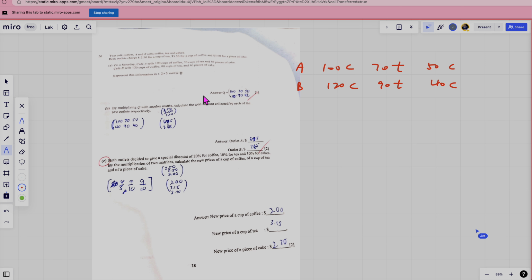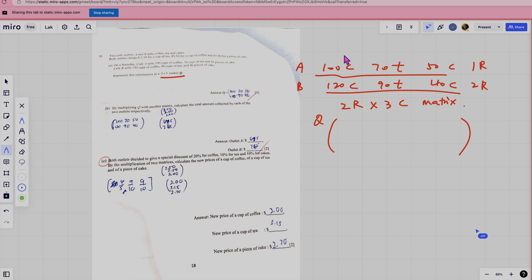I think they already give you very clear information. It's a 2 times 3 matrix Q. So 2 times 3 means 2 rows times 3 columns. The way you represent it here is already 2 rows by 3 columns, because this is your first row, this is your second row, this is your first column, this is your second column, this is your third column. So you just arrange the data in this manner. This is your 2 times 3.